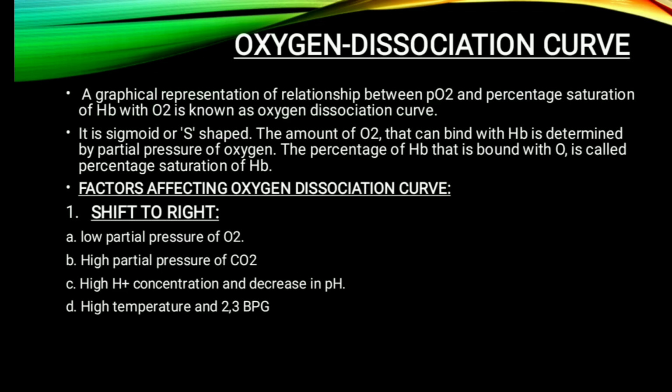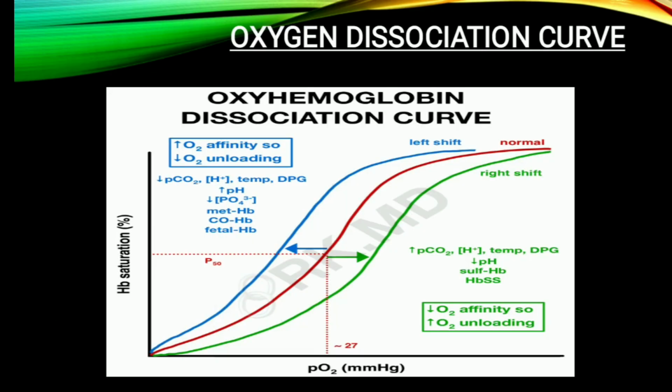And when it comes to the right shift, it occurs due to low partial pressure of oxygen, high partial pressure of carbon dioxide, high H plus concentration, low pH, and high temperature. Hope this much is clear to you all. This graph is very important. Please add it to your answer.